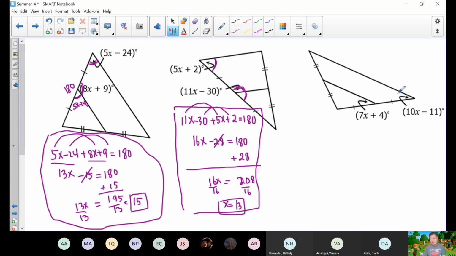Now this one is corresponding, right? Corresponding, so they are simply equal. It's not making 180, right? It's just equal. So cross out negative 10x. Cross out negative 4. Which gives you negative 3x equal negative 15, divided by negative 3. X equal 5.